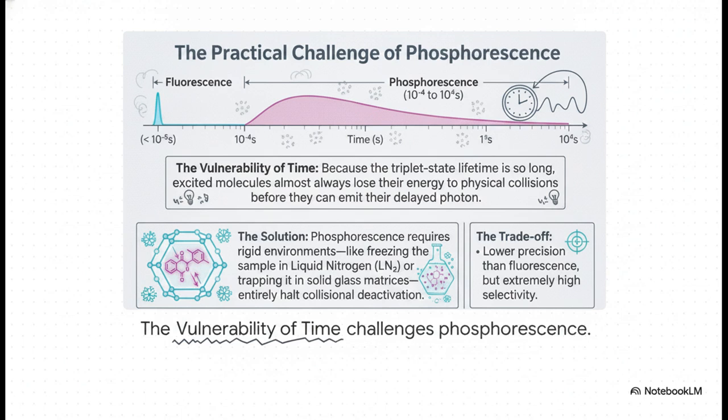Because phosphorescence takes anywhere from a fraction of a millisecond to literally hours, those excited molecules are just sitting there, totally vulnerable, waiting to emit their photon. And during that long wait, they almost always crash into oxygen or other molecules in their environment, losing their precious energy to physical collisions before they even get a chance to glow. To stop this, scientists often have to freeze the samples solid, sometimes using liquid nitrogen, just to completely halt those collisions and protect that delayed photon.